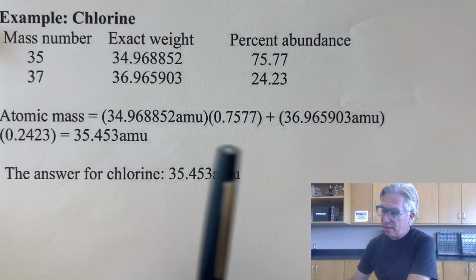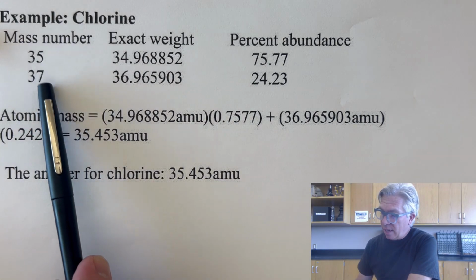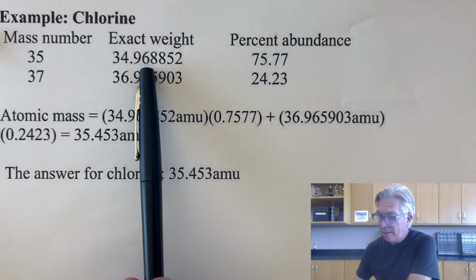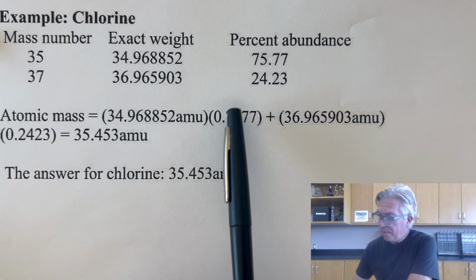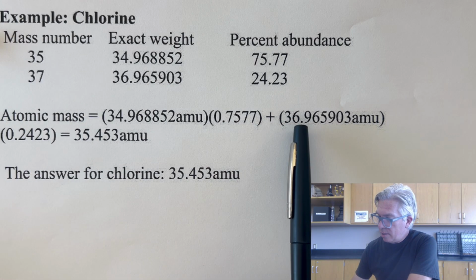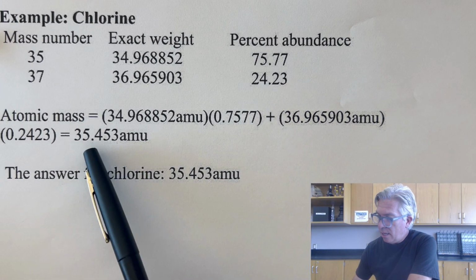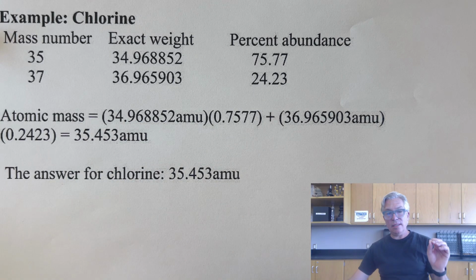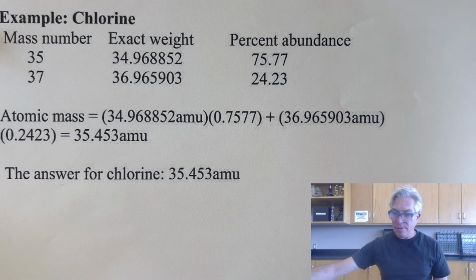So the atomic mass is not 35 or 37, but it's 35.453 because we take the mass of one, the exact weight, times its percent, the exact weight of the other one, times its percent, and multiply it and then add it, and we get this answer, 35.453, which is the number on the periodic table.